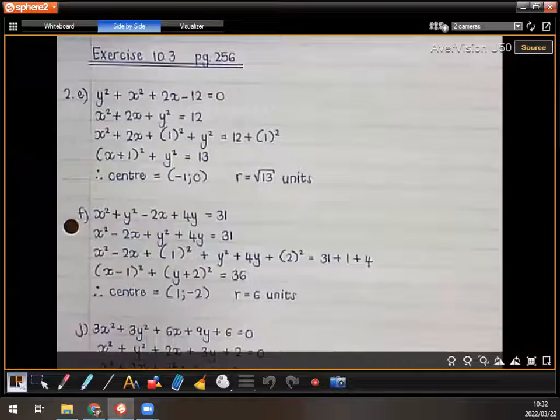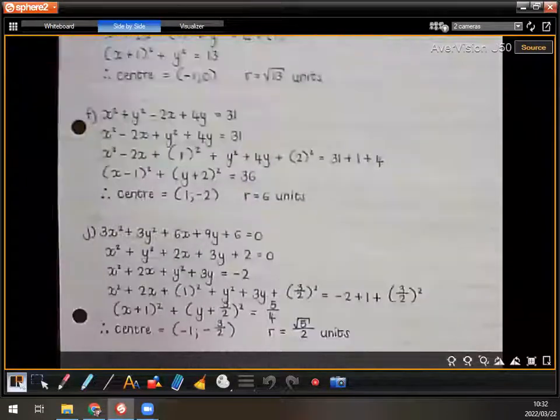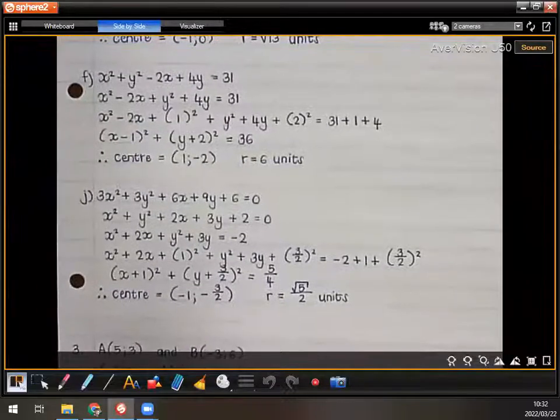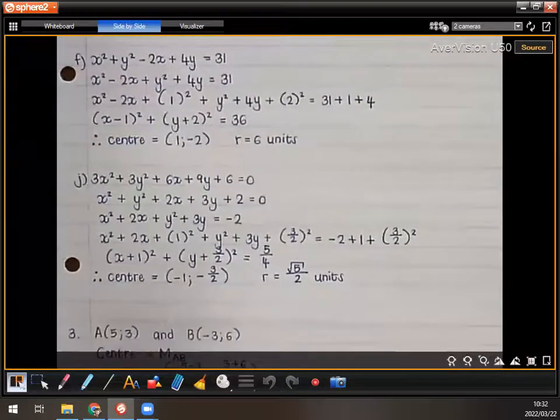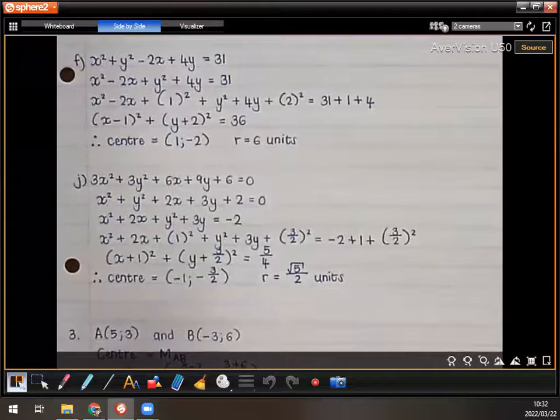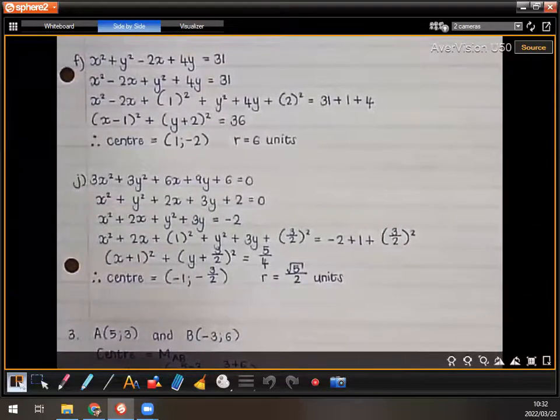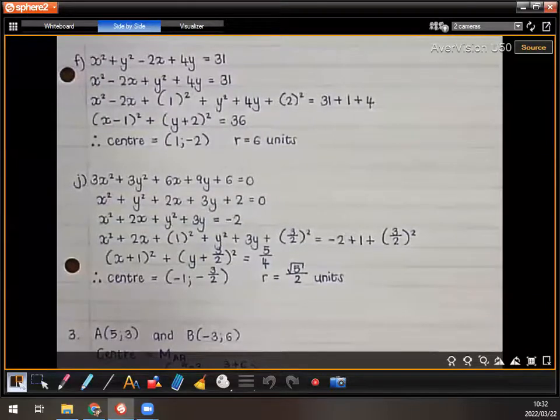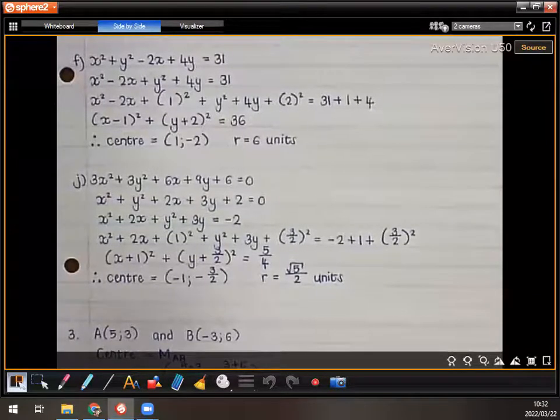Any questions on those first two? Okay, let's move down so that you can see J as well. In J, there was an extra step. You have to first divide every term by that 3. So the 3x squared and the 3y squared. So now you have to divide every single term by 3, not only the x squared and the y squared, right? Every single term. That will give you that second line.